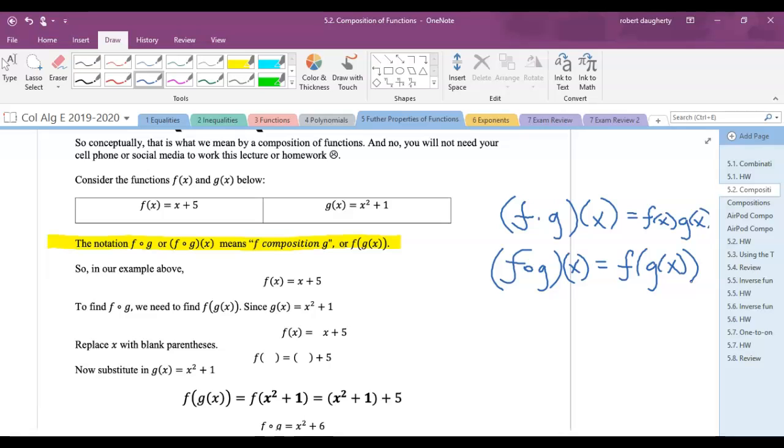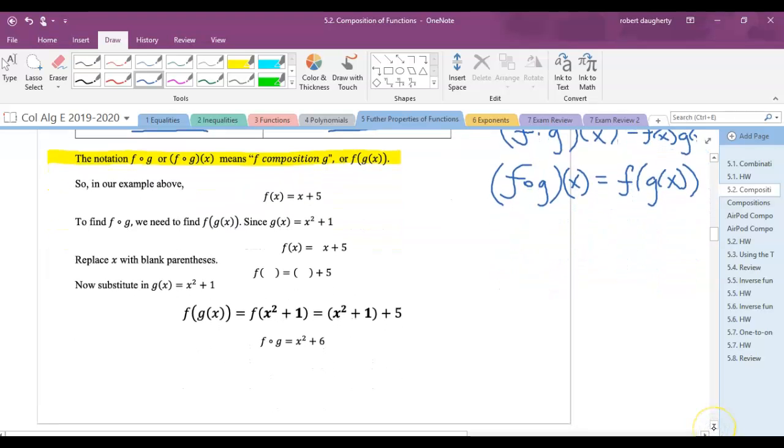So let's get a little bit of an example here. I've got f of x is x plus 5. g of x is x squared plus 1. I want to find f of g of x. I'm going to do it over here in the white space. So f composition g of x, these all mean the same thing.